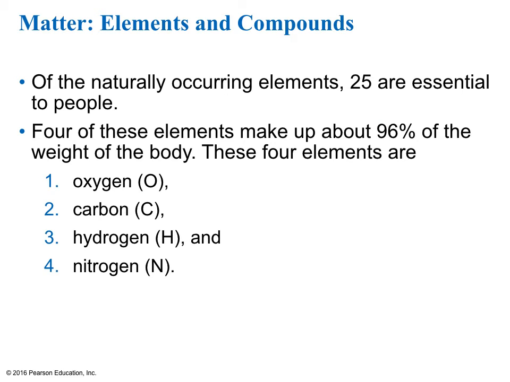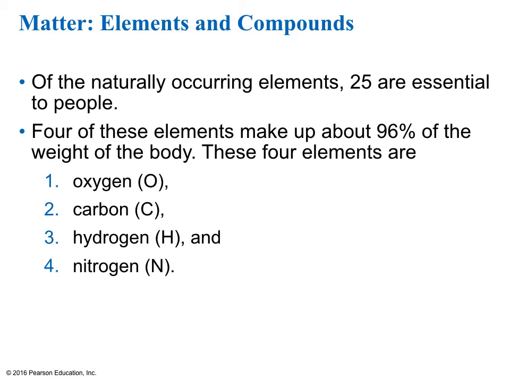Of the naturally occurring elements, 25 are considered essential to human life. So that means 25 elements are required by the living body in order to sustain life, of which 4 elements, oxygen, carbon, hydrogen, and nitrogen, make up 96% of the weight of the body.